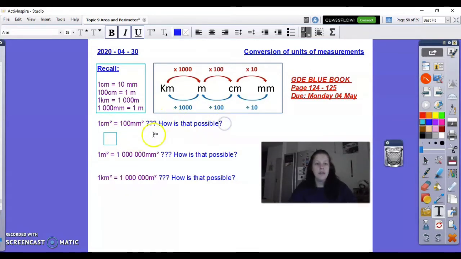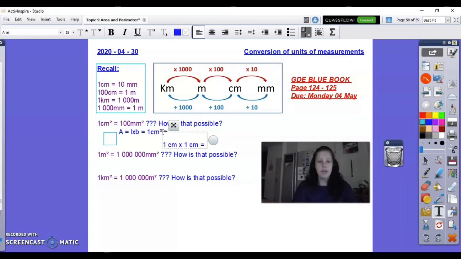I know that area is length times breadth. So in this instance my area would be 1 centimeter squared. That means that each side must be equal to 1 centimeter. So 1 centimeter multiplied by 1 centimeter gives me 1 centimeter squared. So that would be my area for the square.